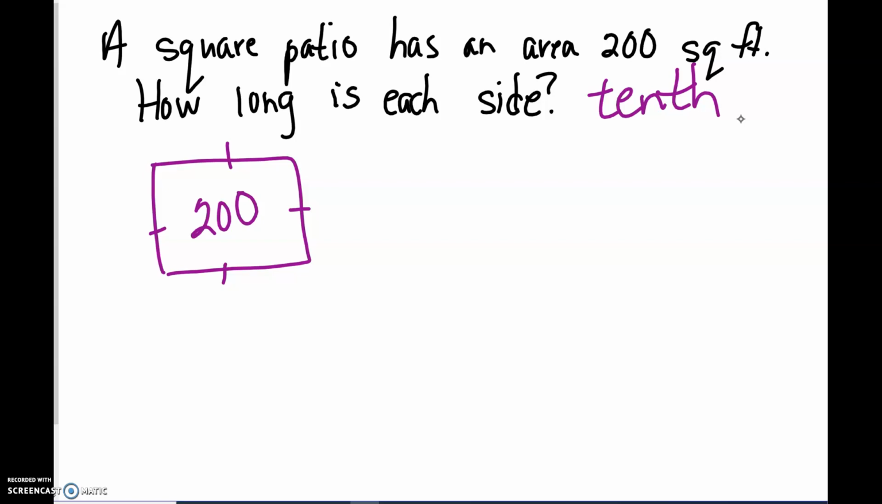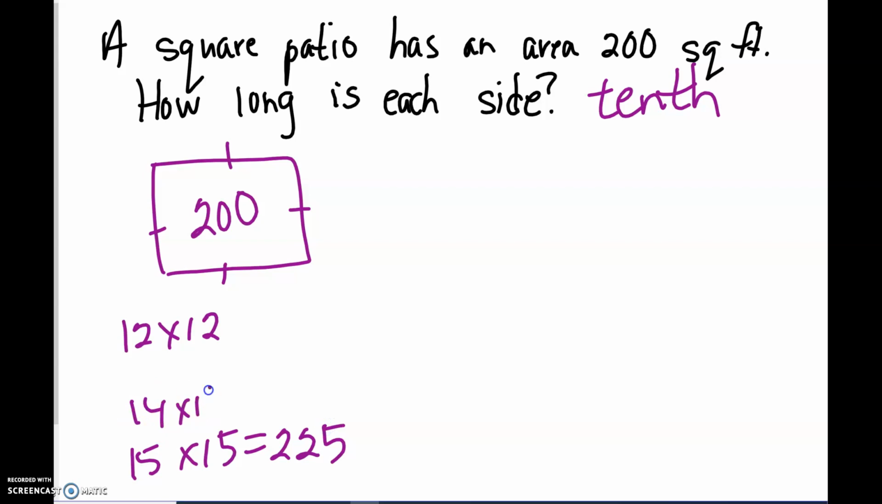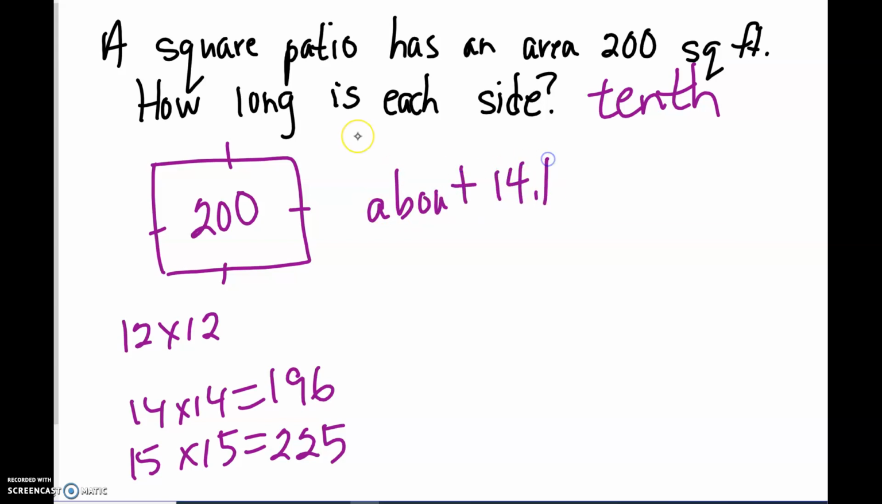So what times what? Well, let's see. 12 times 12 is 144. 15 times 15 is 225. So that's a little too big. So 14 times 14 is 196. Well, 200 is a lot closer to 196. So I'm going to say about 14.1. And what do we have?